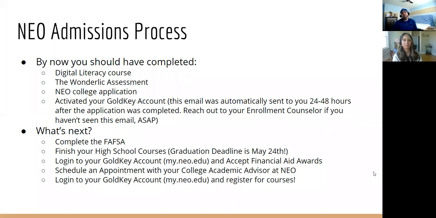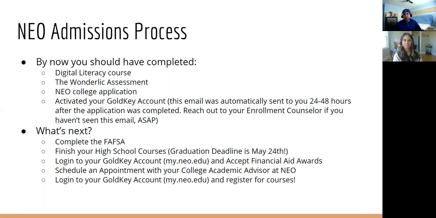With the Northeastern Oklahoma admissions process, by now you should have already finished digital literacy, completed your Wonderlic assessment, completed your financial aid, and completed your college application, which then would have triggered an email coming to you to activate your Gold Key account. That email does typically come out within 48 hours of applying to the college. So if you haven't set up your Gold Key account, that will be very important. Go back in your email, look up Gold Key, look up Shea, look up okstate.edu, because that's all the different places it would come from, and make sure you get that important step set up, and you'll find out why a little later.